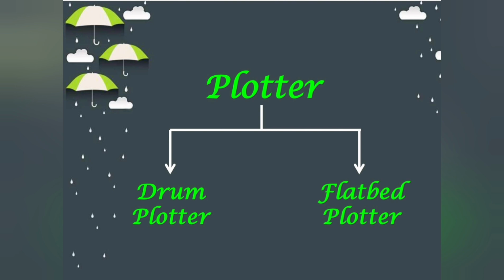Our next output device is plotter. Plotter uses a pen to print accurate and high quality drawings such as maps, banners, posters, and blueprints of houses and buildings.